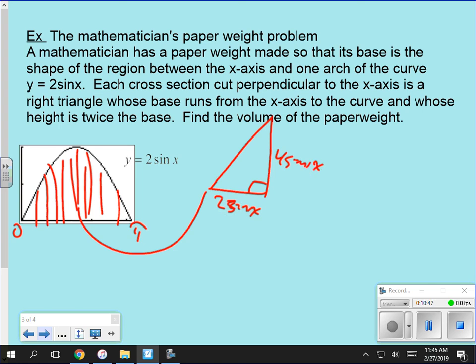Okay. The key to doing these problems, draw the diagram of your cross section and label it. It makes life so much easier when you do that. You draw, ooh, I have a triangle. What's the area of my triangle? It's 1/2 base times height. I've had students argue with me that no, it's not 1/2 base times height. It's base times height divided by 2.